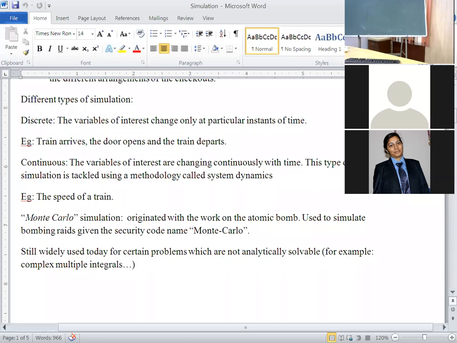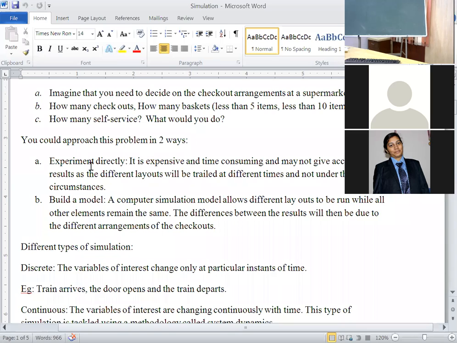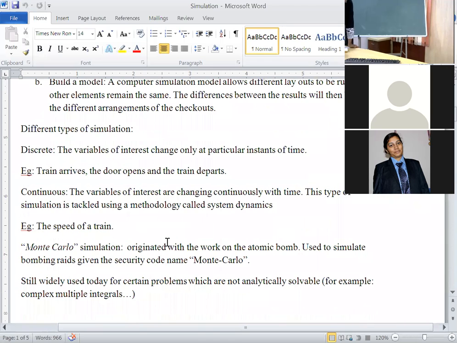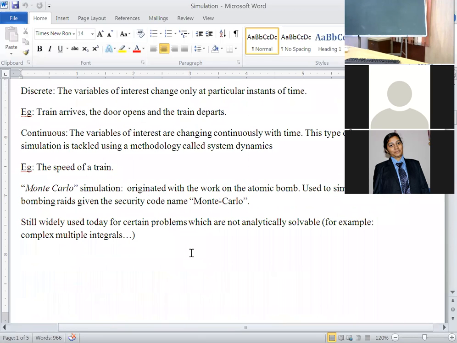We cannot do any experiments on the real system. That's why we have to build up a model. If you are doing an experiment directly, it is expensive and time consuming. That's why we will make a replica of the real system. We will build a model that is called simulation. Simulation has a certain process.